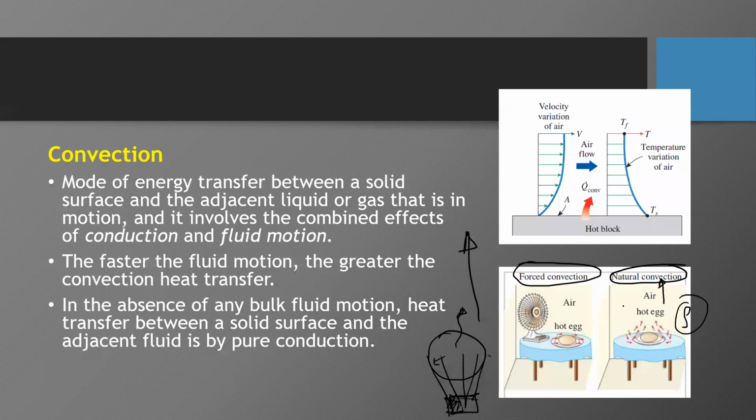So there are some less energetic particles on the top, and they will tend to come downwards. They will receive the heat from the hot source, go up, release it, and come back down. Okay, so this is called natural convection.